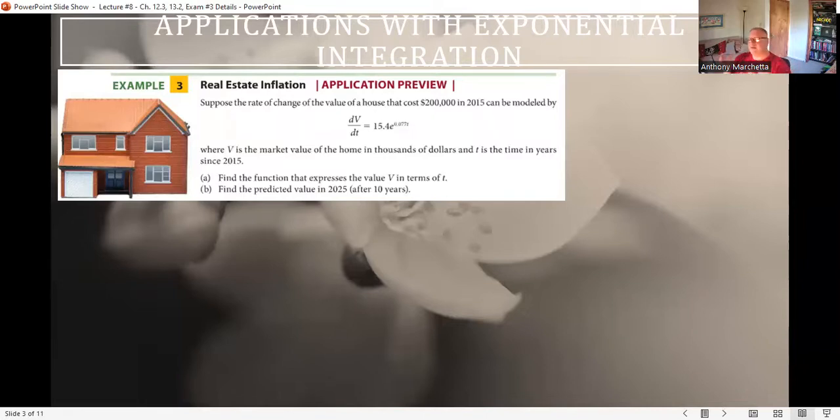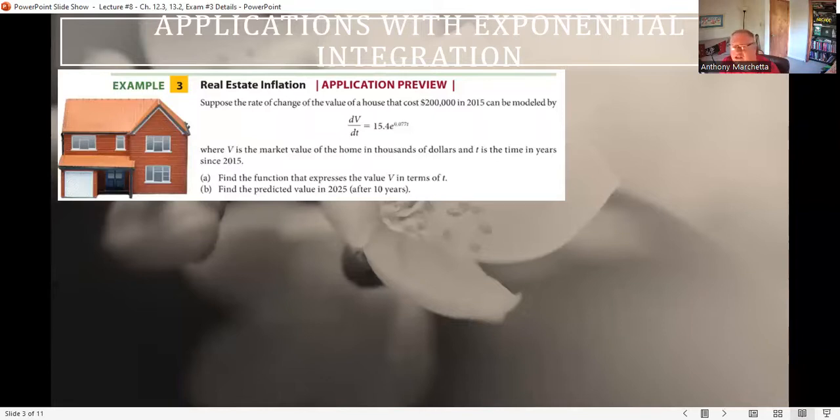Now, I didn't have to know anything about real estate or inflation, but if you gave me that equation that says dV/dt equals all that, and you want V, I know I have to integrate. I just integrate both sides with respect to t. Then when it's done, it says, now find the predicted value in 2025. Remember, we talked about aligning the data. In this case, we are telling you that t is the time in years since 2015. So if you're asking about 2025, that means t equals 10. And so it's on you to know to plug in 10, not 2025, but 10, into the value of t after you take that integral.